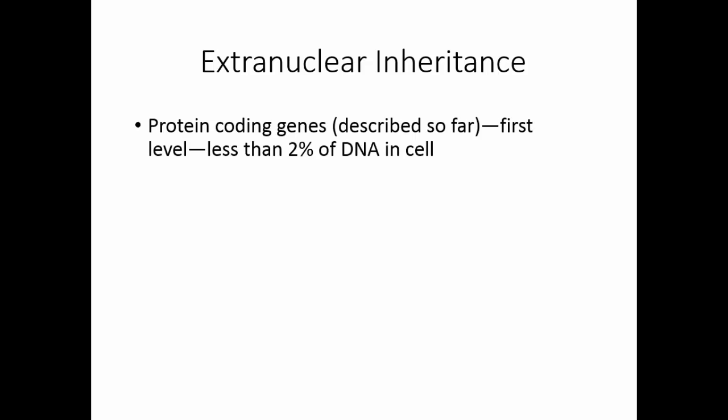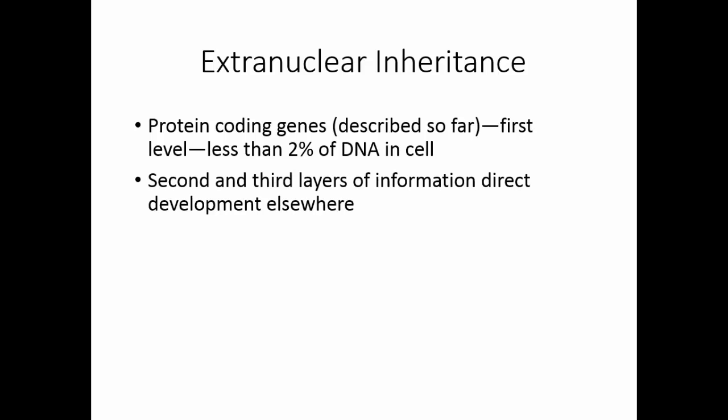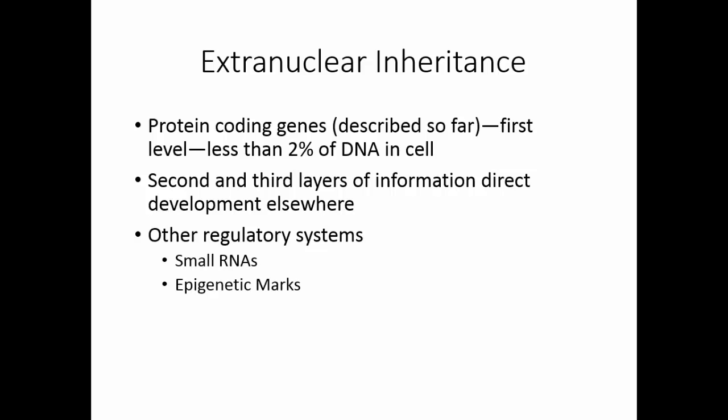Besides the DNA we've discussed so far, there are also other extranuclear inheritance patterns. The protein coding genes, the ones we've talked about so far, are what we consider the first level of information for inheritance. They compose less than 2% of the DNA in the cell. Second and third layers of information direct development of our genotype elsewhere. The other regulatory systems include small RNAs, epigenetic marks, and extranuclear or mitochondrial DNA.